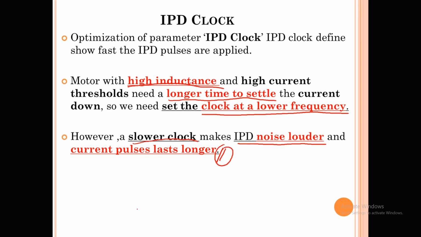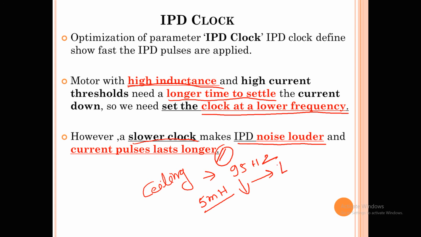For the ceiling fan application, we need to select 95 hertz. The inductance values are in the range of 5 millihenry, which is a very low inductance, and it will take less time. The time duration is very short, which means the required frequency is very high. So always try to go with 95 hertz.